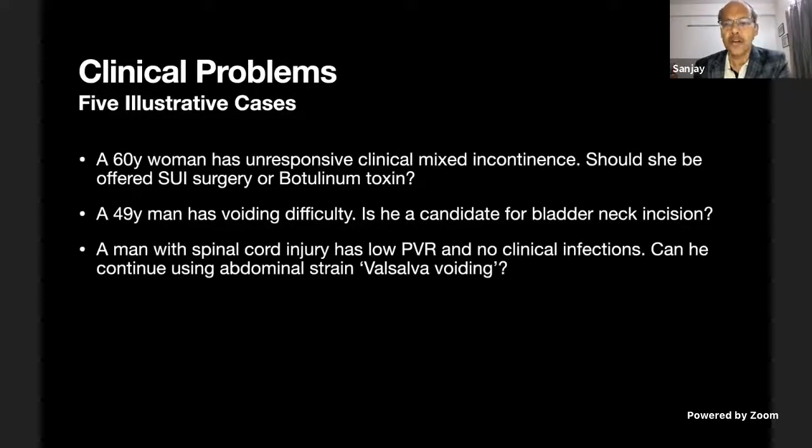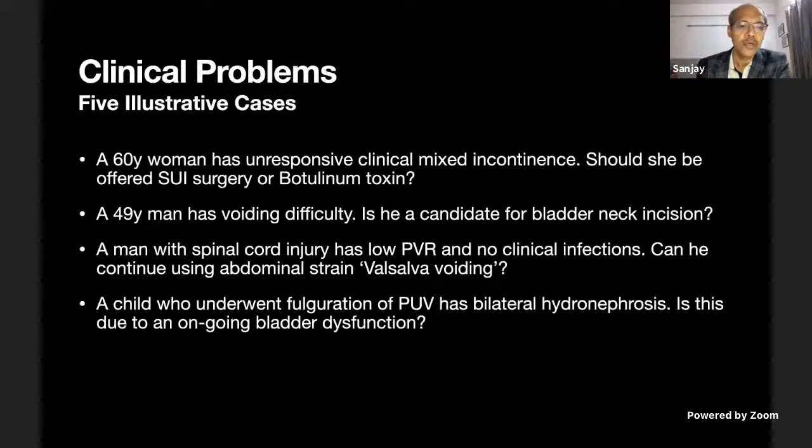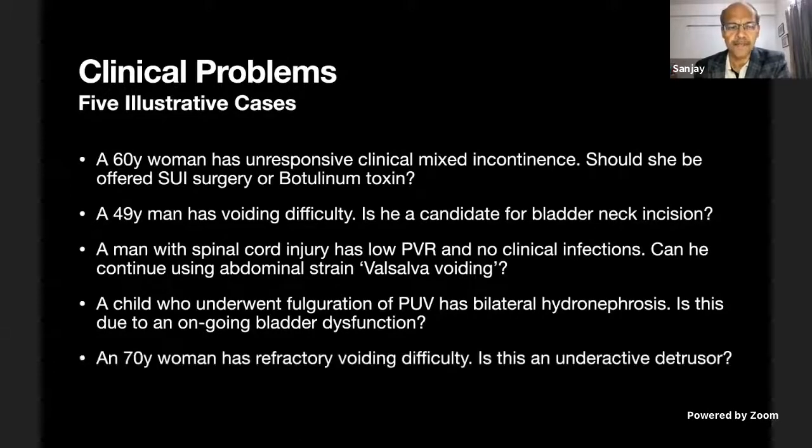A man with spinal cord injury with a low PVR, no clinical infections, uses abdominal strain to void. Is it okay to allow him to void that way? A child who underwent fulguration for PUV who has bilateral hydronephrosis. Does this represent ongoing bladder dysfunction, or is it just a memory change? Or a 70-year-old woman who has refractory voiding difficulty. Is this an underactivity? Can she benefit from some therapy, and so on?